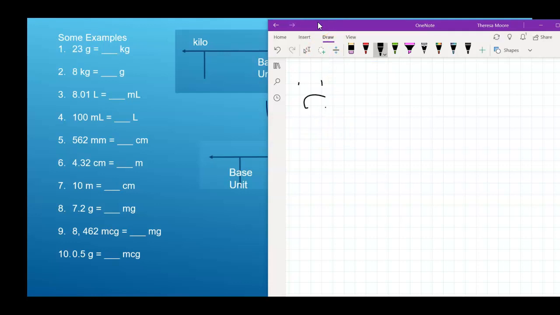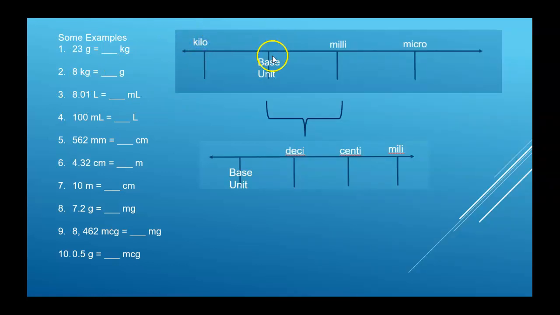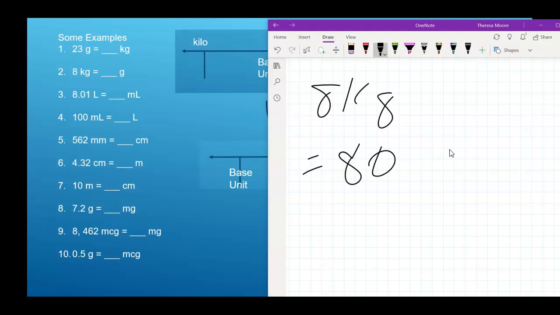So 23 grams would be 0.23 kilograms. Now 8 kilograms. If we're going from kilogram to gram, we're going 3 decimals, either multiply by 1,000 or move 3 decimal places to the right. So 8 kilograms equals 8,000 grams.